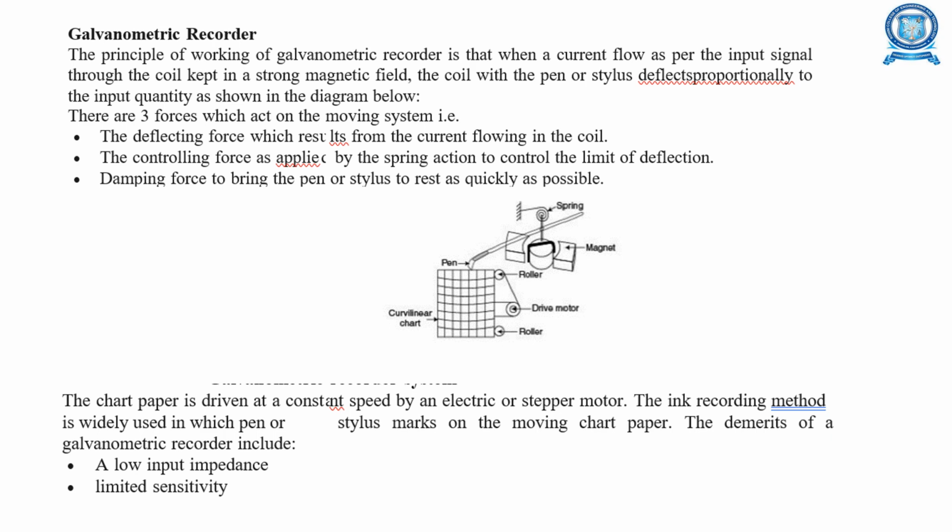Next is the galvanometric recorder. The principle of working is that when a current flows as per the input signal through a coil kept in a strong magnetic field, the coil with a pen or stylus deflects proportionally to the input quantity. There are three forces: deflecting force, controlling force, and damping force. The chart paper is driven at a constant speed by an electric or stepper motor. The ink recording method is widely used, in which the pen or stylus marks on the moving chart paper. The demerits are low impedance and limited sensitivity.